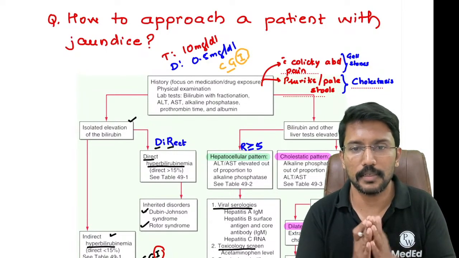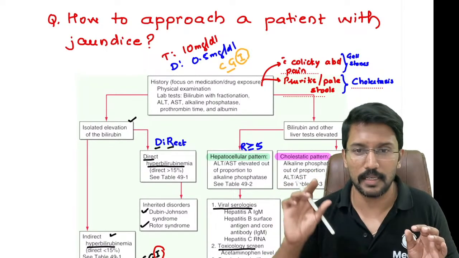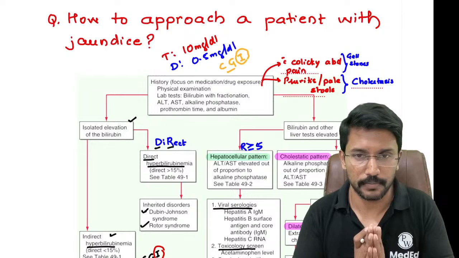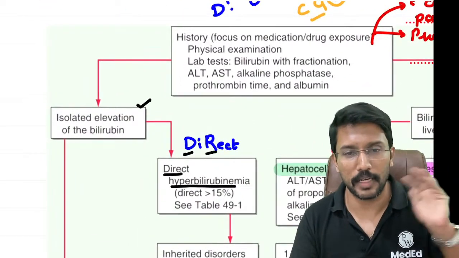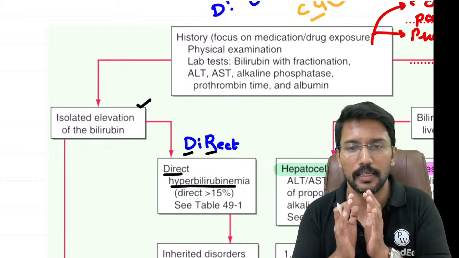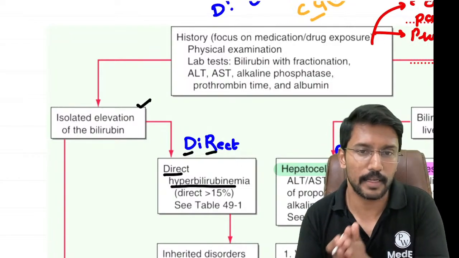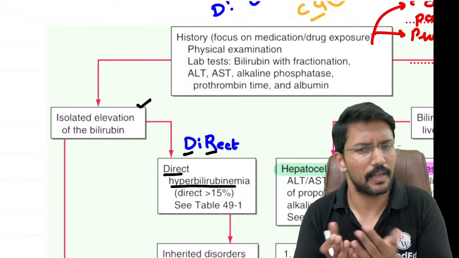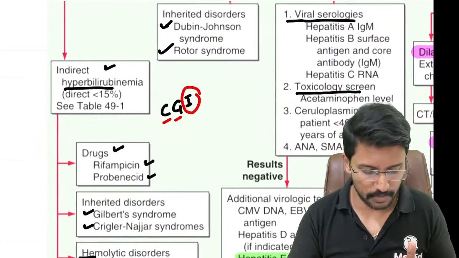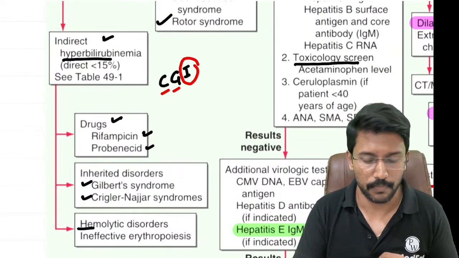In the LFT, we have to see whether it is only bilirubin which is elevated or the other liver enzymes AST, ALT, ALK-Phos are also elevated. If it is isolated hyperbilirubinemia, only bilirubin elevated, most likely it will be because of the inherited hyperbilirubinemia disorders like Dubin-Johnson, Rotor, Crigler-Najjar or Gilbert. Occasionally it can be because of drugs like rifampicin or probenecid, or occasionally because of hemolytic disorders, right?